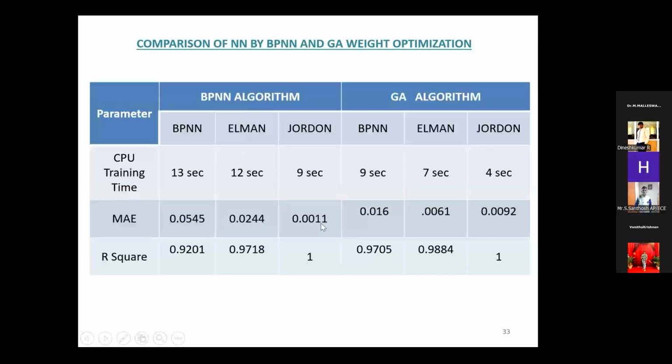Similarly, for mean absolute error also, it's giving a very lesser value. For R square, it's giving a very high value for Jordan compared to your PPN algorithm. Of course, PPN, Jordan, and Elman are giving 1 for R square, whereas Elman has a better value for PPN when you go for a GA-based optimization of your RNN. So this is the result comparison of the neural network with my PPN algorithm and GA algorithm for the architectures of neural network like PPN, Elman, and Jordan.